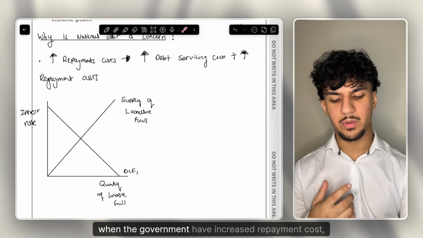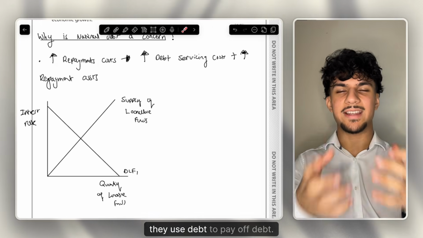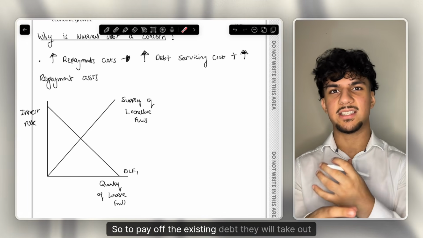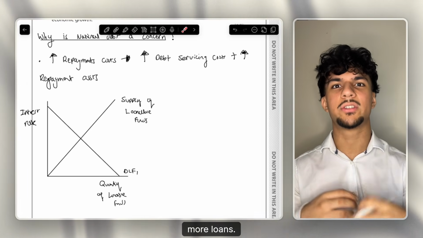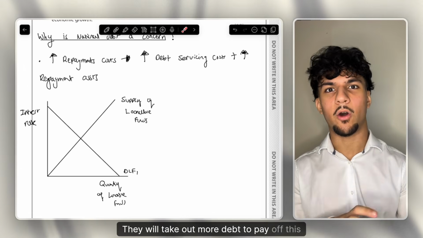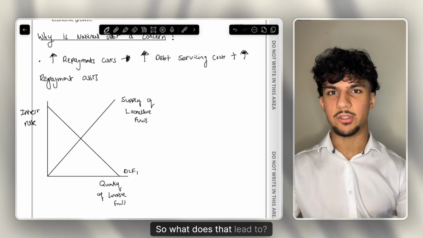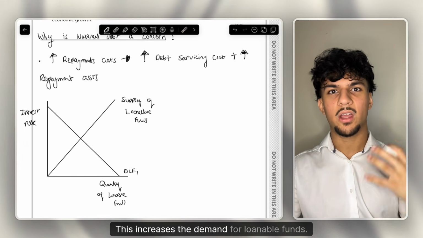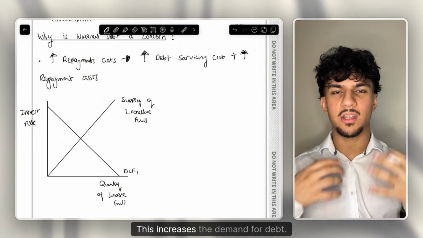Now, like I said, when the government have increased repayment cost, they use debt to pay off debt. So to pay off the existing debt, they will take out more loans, they will take out more debt to pay off this existing debt. So what does that lead to? This increases the demand for loanable funds. This increases the demand for debt.